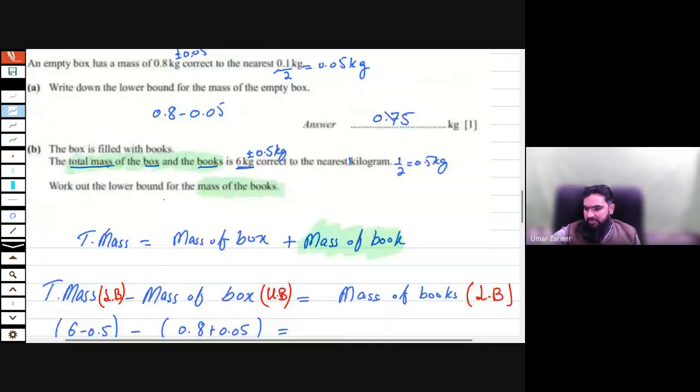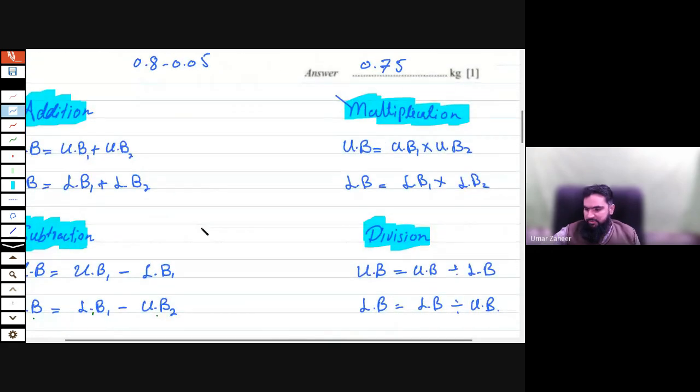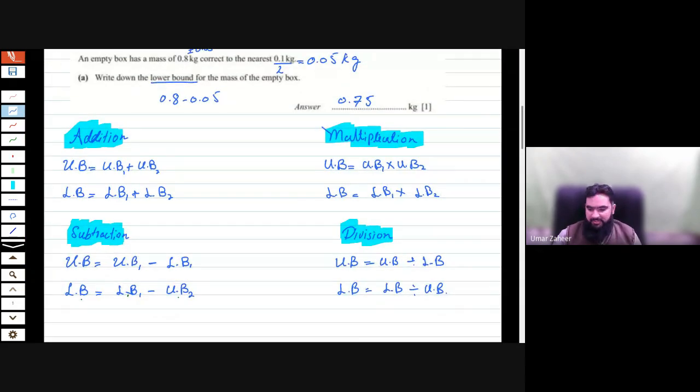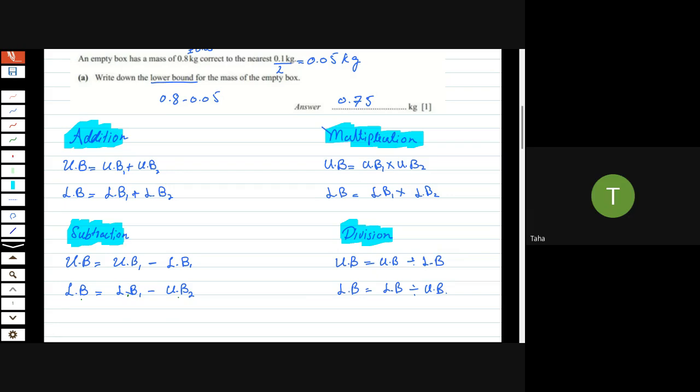So let's see how to go for the formulas. And I hope it is going to be clear why, if you need to find the upper bound, it is upper bound plus upper bound. If you need to find the lower bound, it is lower bound minus upper bound. In the division case, to find the upper bound, it will be upper bound divided by lower bound.